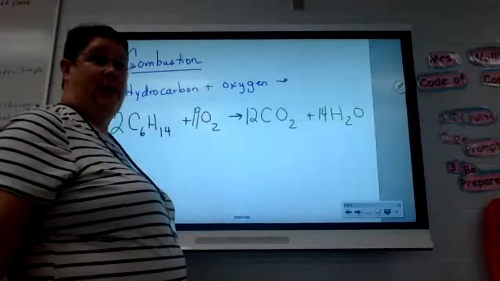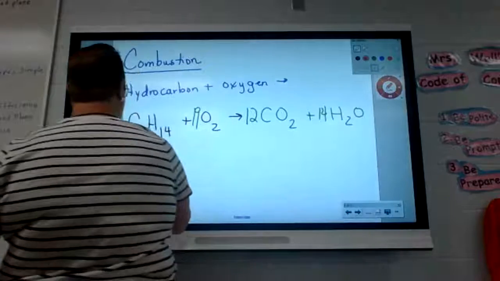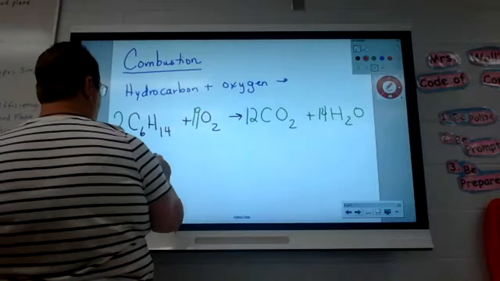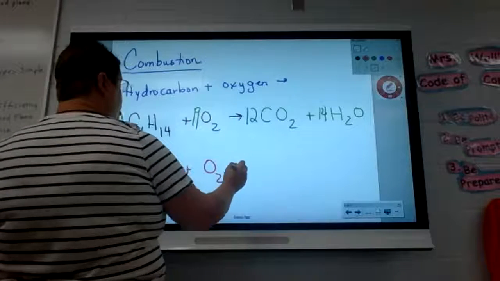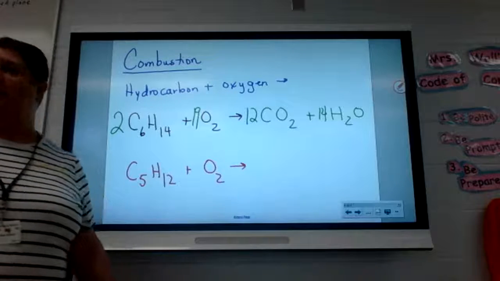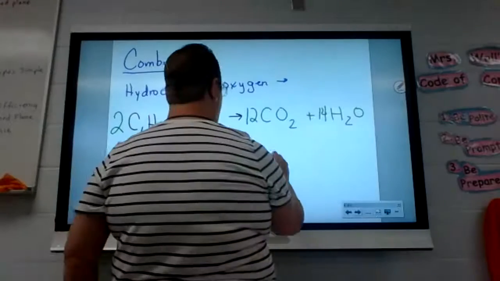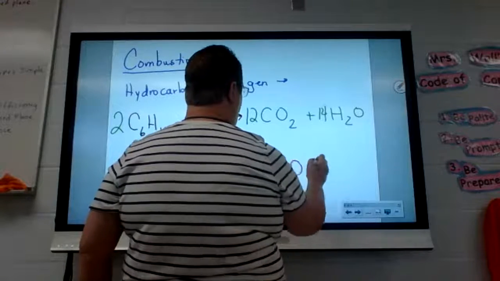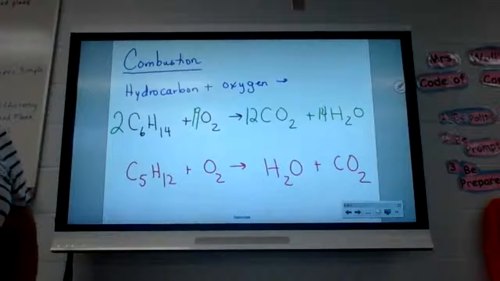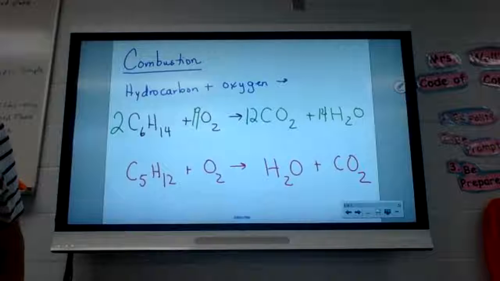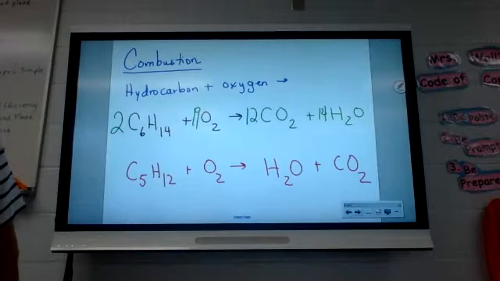But that's how you do combustion. It doesn't matter which one I give you. So if I give you like C5H12 plus oxygen, you recognize it's combustion again, right? So what are the two products? And this time I'll write it backwards. So H2O plus CO2. It doesn't matter the order. As long as both products are there, you can flip the products if you like. Some people will flip them and it's fine.